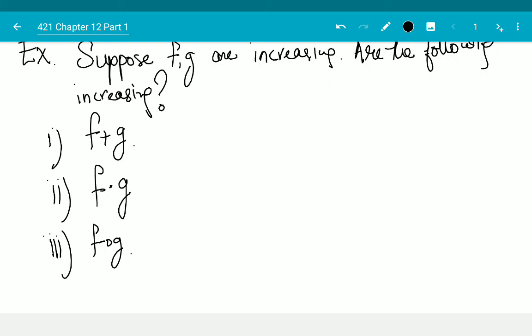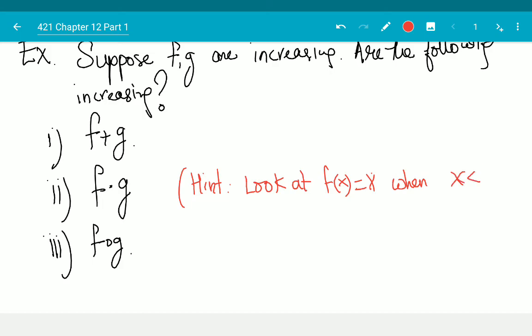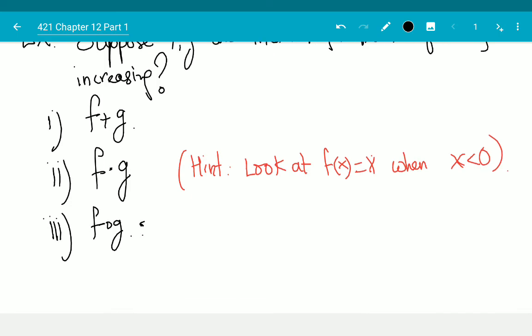I am going to give you a hint. I'm going to do only the third part. Okay. And I'm going to give you a hint for the second part. Hint: look at f of x is equal to x when x is smaller than 0. Okay. Now, how do I show f composed g?